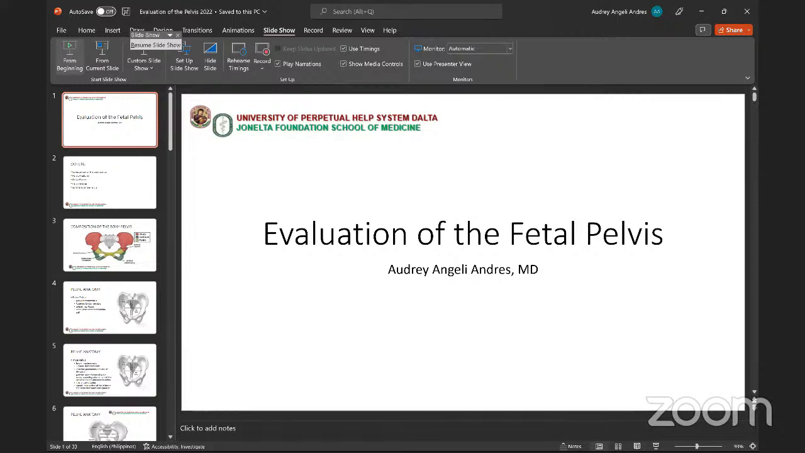Okay. So we then have your true or anatomic conjugate. This is the distance between the upper margin of your symphysis pubis to the midpoint of your sacral promontory. This would be your true diameter, but we can only measure it through your diagonal conjugate. We measure it by subtracting 1.2 centimeters from your diagonal conjugate measurement. For example, if your diagonal conjugate is 13.2, you could approximate that your true conjugate would be around 11 centimeters.